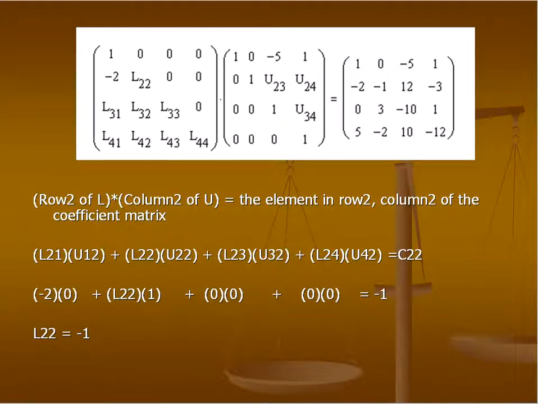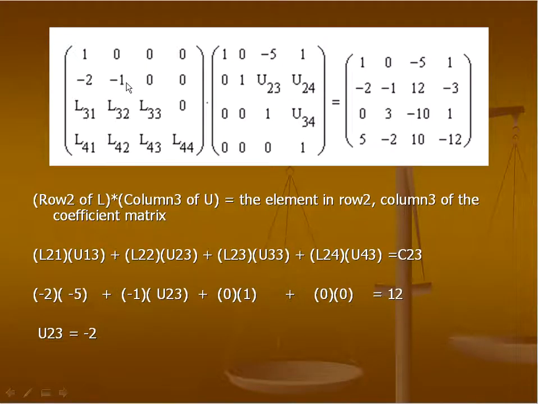All right. So substitute that in where it belongs. And now take row 2 times column 2 and set it equal to the element in row 2, column 2 over here. Okay? Check that out. It's negative 2 times 0 plus L22 times 1 plus 0 times 0 plus 0 times 0 equals negative 1. Okay? So L22 is equal to negative 1. I'm going to replace it.